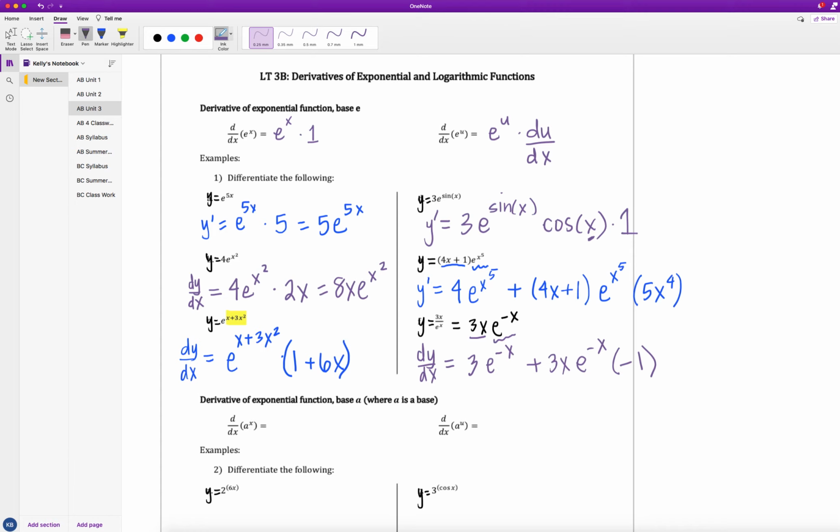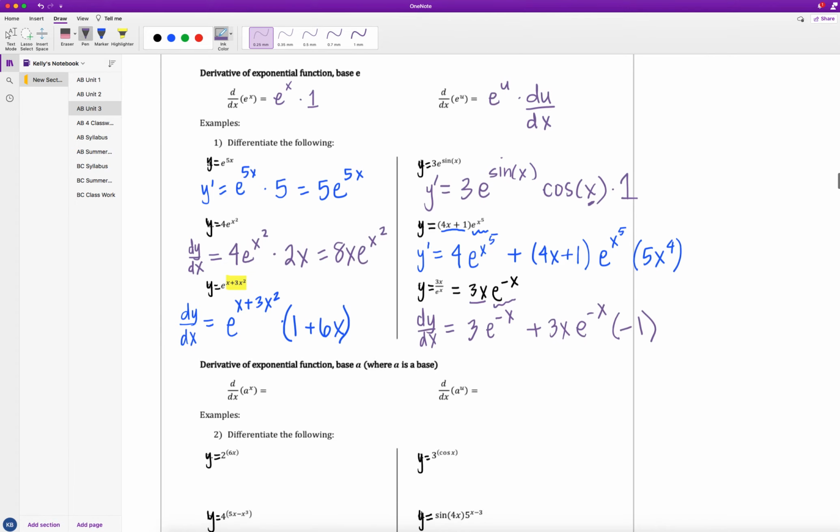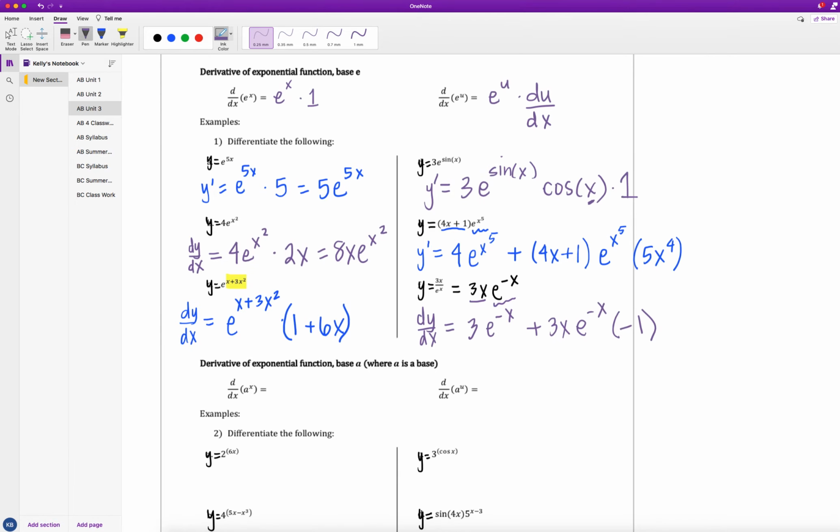Let's look at what happens if our base is no longer base e. If I have a base, and I'm going to use a as my base here, a is representing any positive number that's not equal to 1, and I'm assuming it's not e either. The derivative of a to the x is going to be a to the x, similar to what we had with our e to the x, times the natural log of a, times the derivative of the exponent there, which would be the 1.